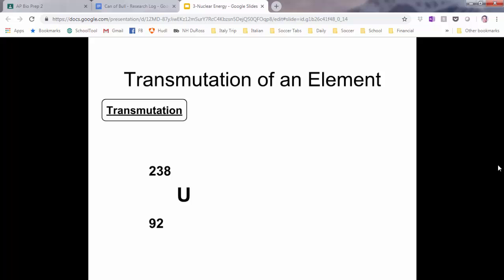Today we are going to talk about what happens when these radioactive nuclei break down.